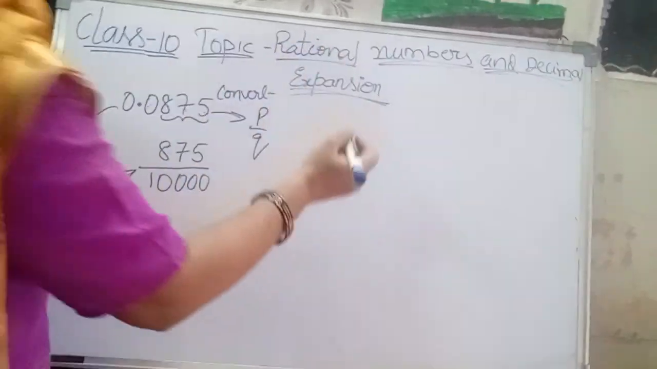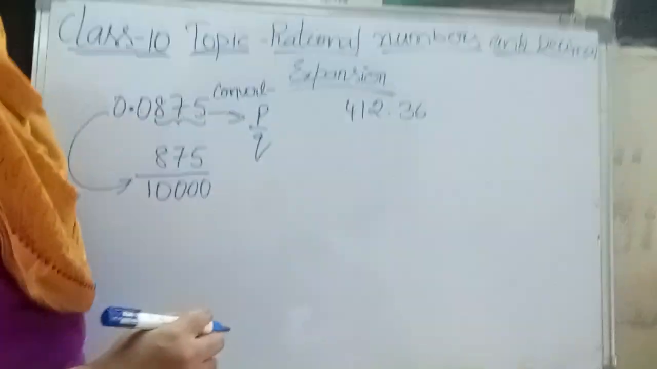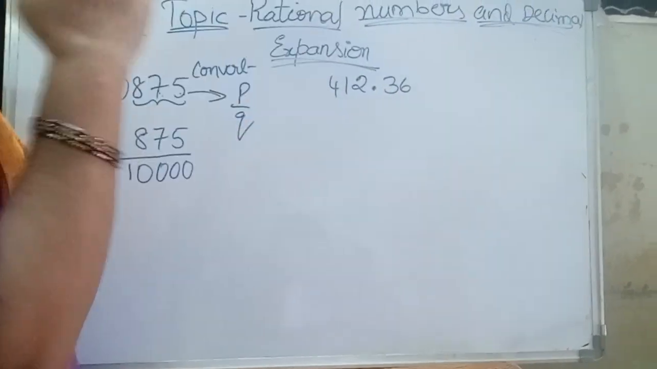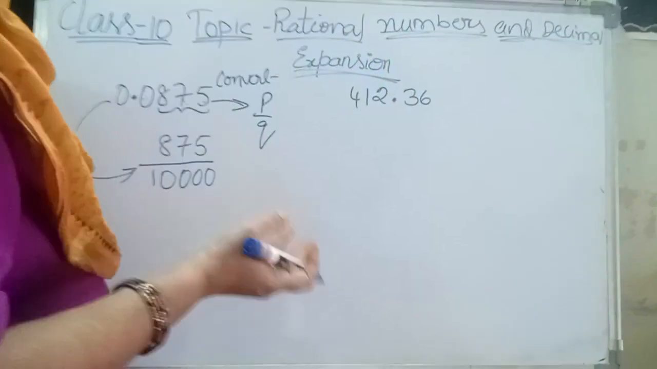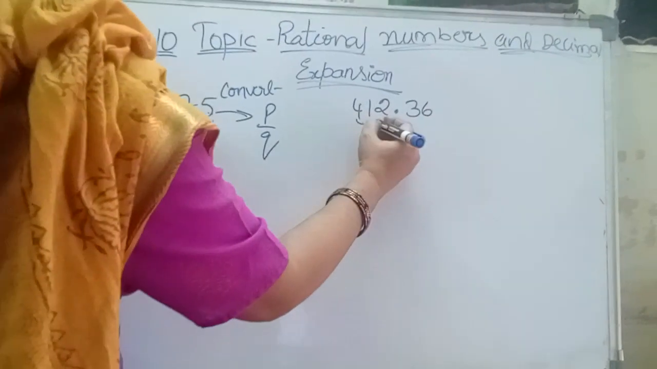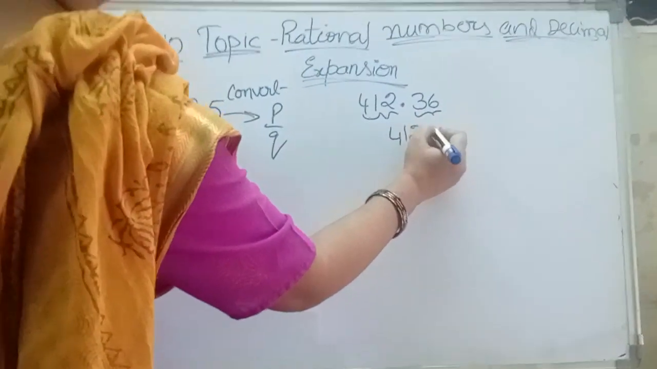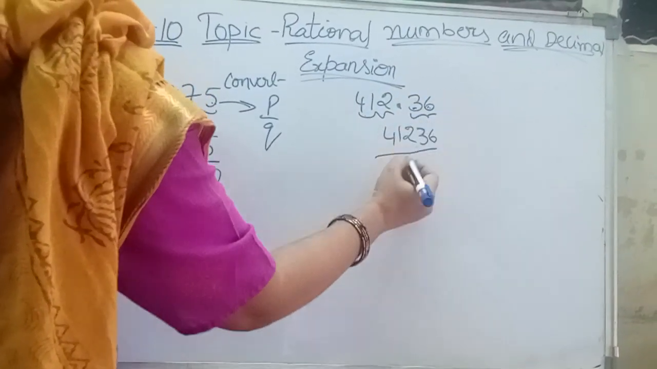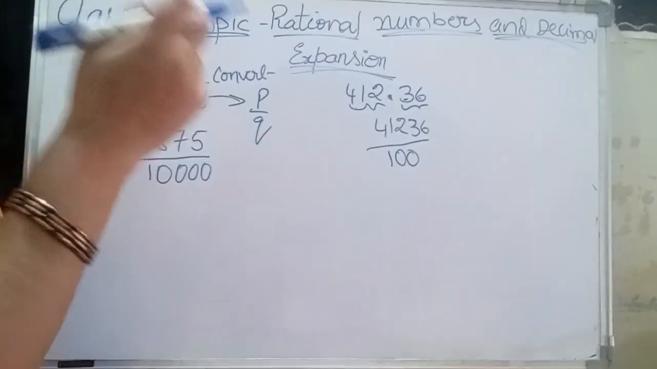Okay. One more example, if I take 412.36. After the point, whatever the numbers are, we should read them separately, individually, 3, 6 like that. We should not call it 36. Each digit must be called separately. So this is 412.36. Again, write the non-zero values first, 41236 by, after the decimal point, how many digits are there? 2 digits. So 1 followed by 2 zeros. In this way, we will convert the decimal numbers to rational numbers.